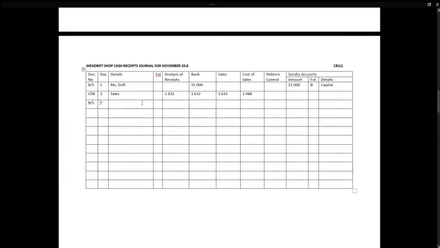The date is the 7th. We received money from F. Fine. Remember, we gave him an ID of D2, paid directly into the bank account of Wendriff Shop, so we did not get the opportunity to analyze the transaction before it reflected in the bank account. And the reason we received money is because of a debtor settling some of their debts. So our debtors control will decrease and my bank will increase.